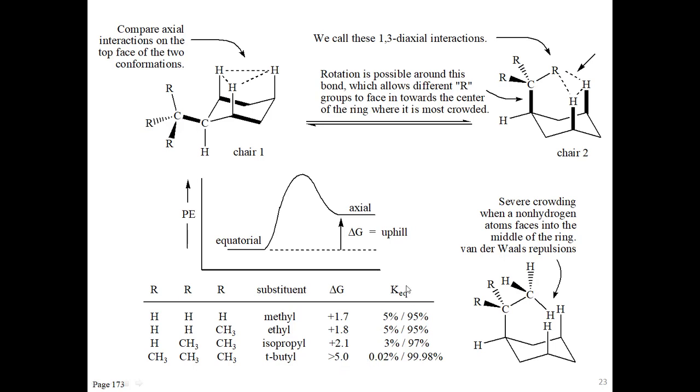Now if you do your little K calculation for these different energies, I came up with pretty much 5% axial for methyl and ethyl, 3% axial for the isopropyl, and 0.02% for the T-butyl. So the T-butyl is almost 100% in the equatorial form.